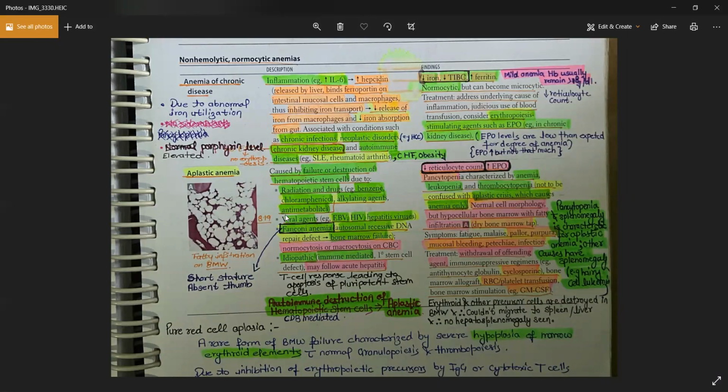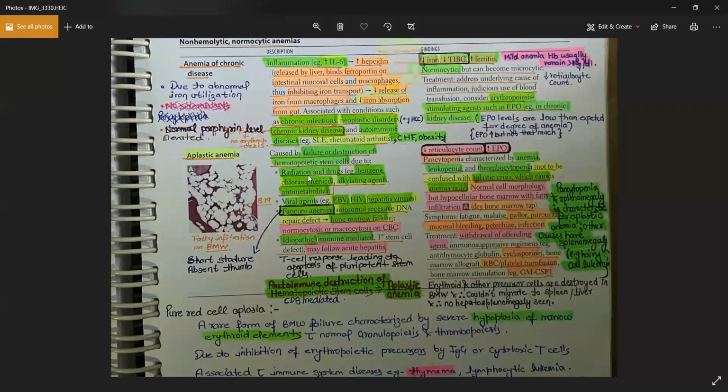Okay. The causes include the radiations, drugs like benzene, chloramphenicol, alkylating agents, or any other chemotherapeutic agent. They will cause a destruction of the bone marrow. They will cause the bone marrow suppression. They will cause this pancytopenia. Viral causes include the Epstein-Barr virus, HIV, and the hepatitis virus. Very important. These viruses can cause the aplastic anemia.